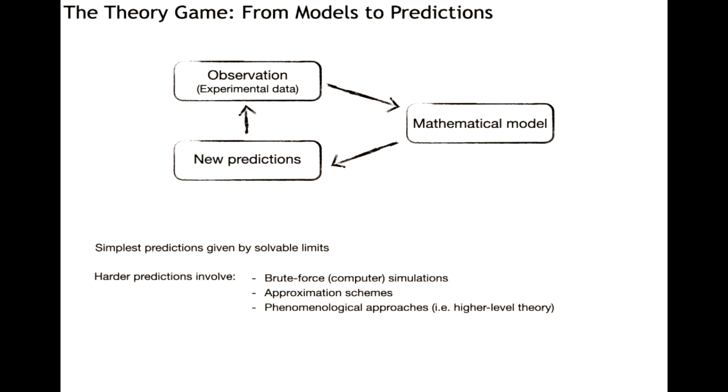Usually the simplest predictions can be obtained by explicitly solving a model, right? However, in the general case, explicit solutions are not available, and we have to resort to a cascade of less and less pretentious strategies to solve the problem. For example, we may want to do a brute force simulation of the model, usually using a computer, or we may want to resort to controlled approximation schemes, or if none of these work, we can try to replace the model with some simpler phenomenological model, right?